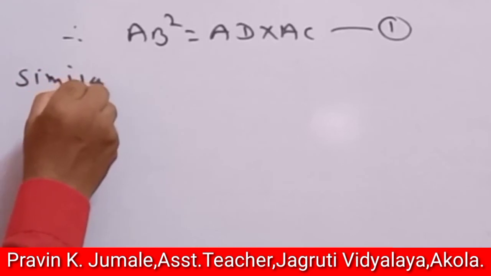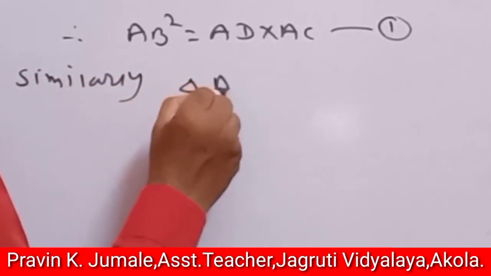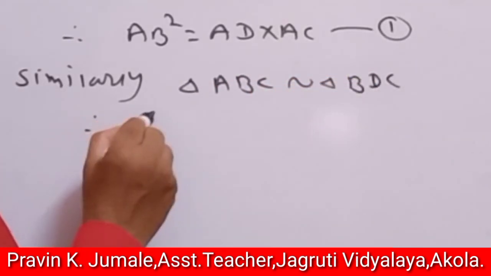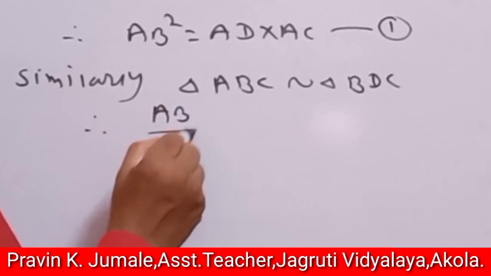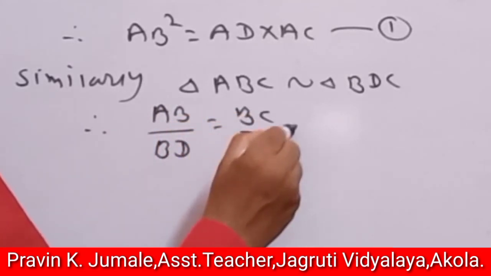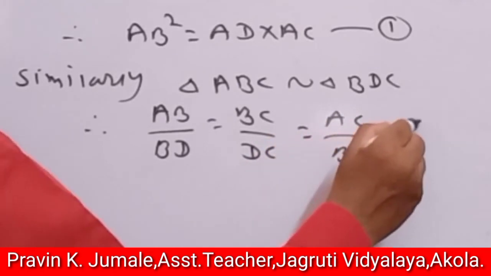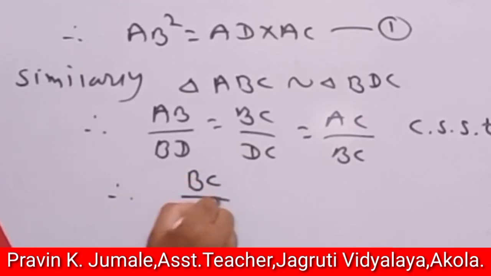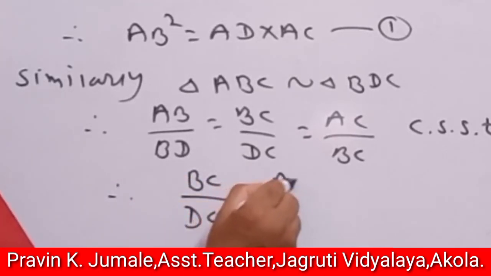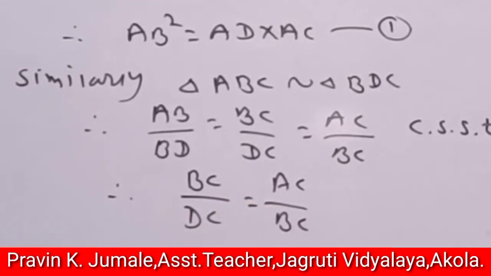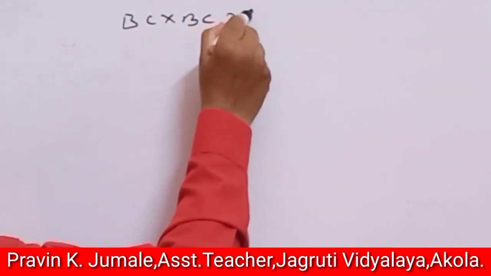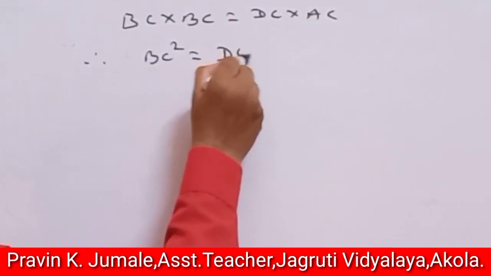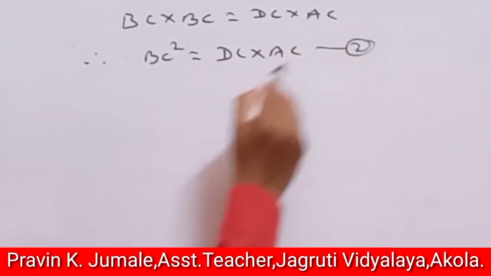Similarly, triangle ABC similar to triangle BDC. Therefore, AB upon BD is equal to BC upon DC is equal to AC upon BC. Corresponding sides of similar triangle. Therefore, from second and third ratio, BC upon DC is equal to AC upon BC. By cross multiplication, BC multiplied by BC is equal to DC multiplied by AC. Therefore, BC square is equal to DC multiplied by AC. This is equation number 2.